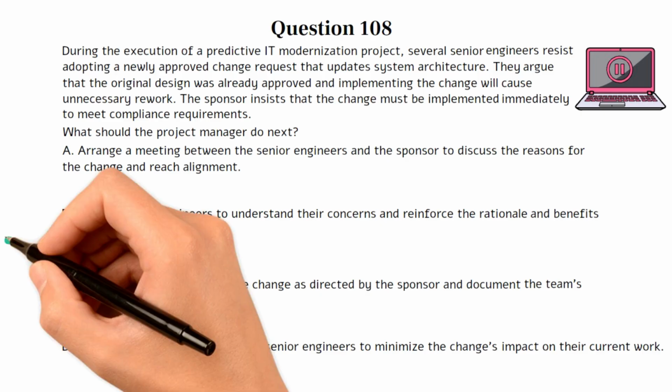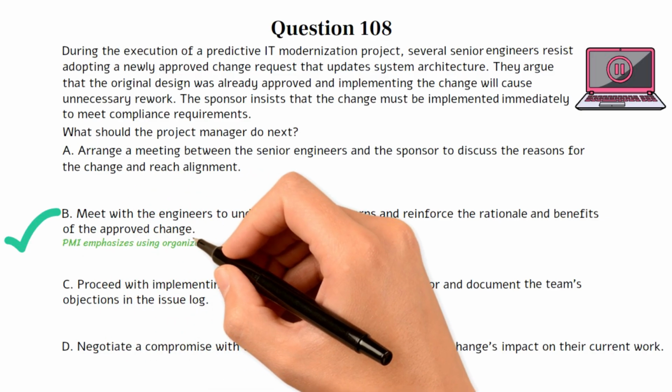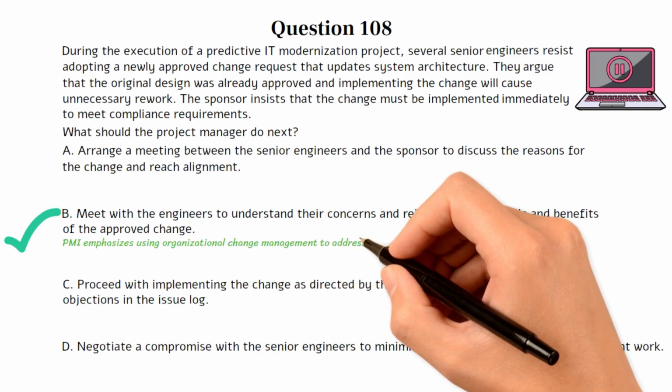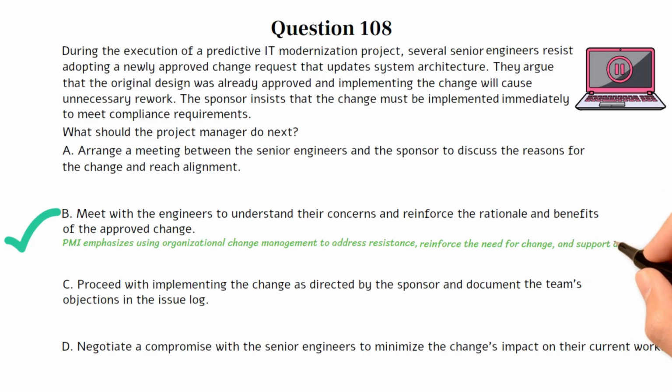The correct answer is B. This question tests your understanding of change resistance management in predictive projects, a scenario where strong personalities, technical resistance, and compliance requirements collide. Choice B is the best option because PMI emphasizes the use of organizational change management to understand resistance, reinforce the need for change, and guide adoption.